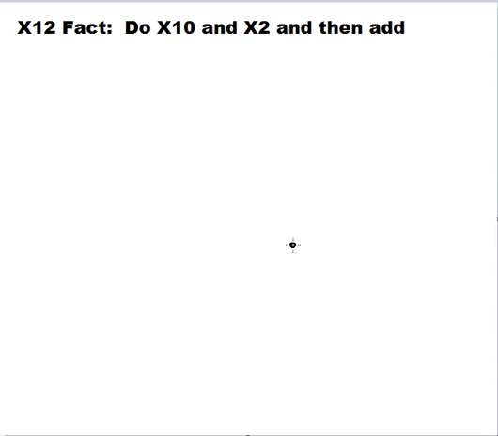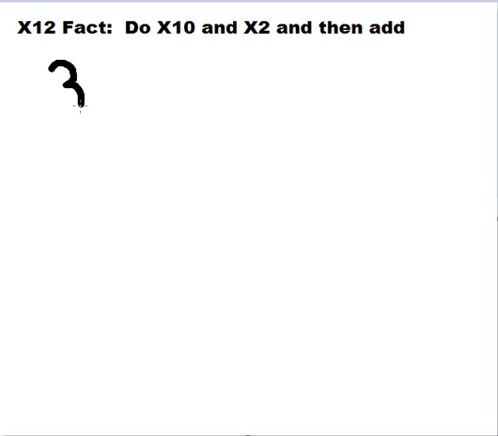Here we are at your very last multiplication fact, times 12. In order to do times 12, we actually do times 10, which you already know how to do and is a very easy fact, and times 2, which is another easy fact, and then something else that you know how to do, addition. So let's start off with an easy one.